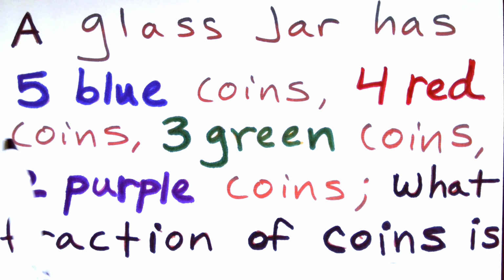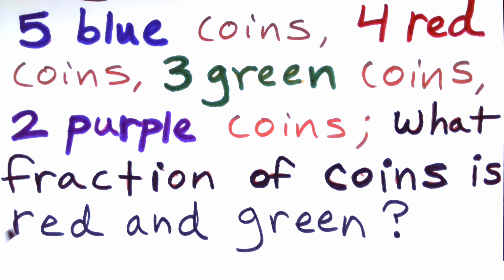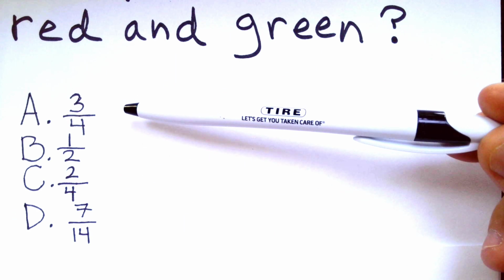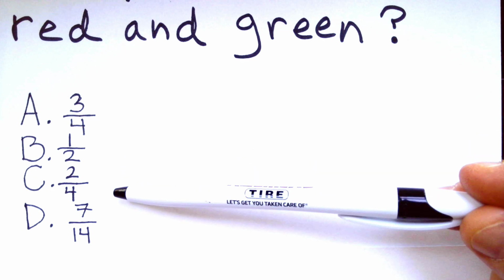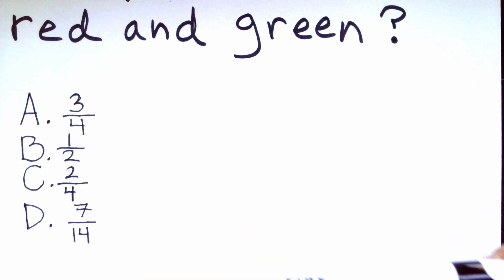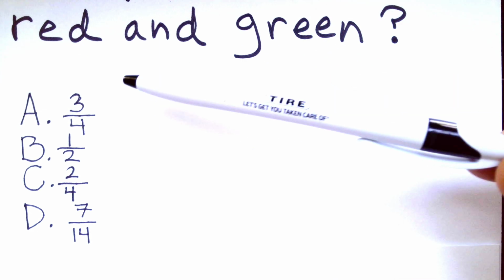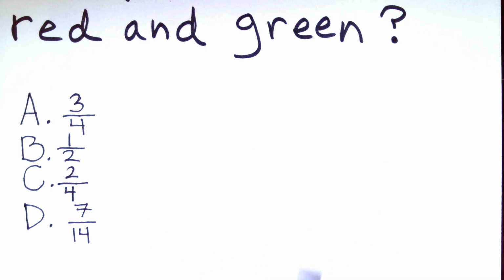A glass jar has 5 blue coins, 4 red coins, 3 green coins, 2 purple coins. What fraction of coins is red and green? All right, so we have options A, 3/4, B, 1/2, C, 2/4, D, 7/14. We're looking for a combination of red and green coins. What fraction, A, B, C, or D, is a combination of red and green coins?